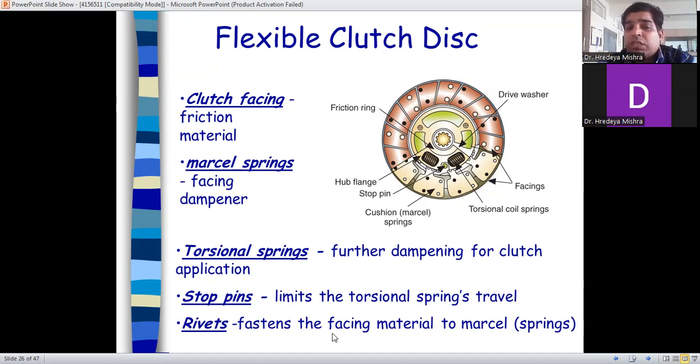Rivet, the fastener, attaches the facing material to the torsional spring. See, the rivet is provided here, which attaches the spring to the facing material.